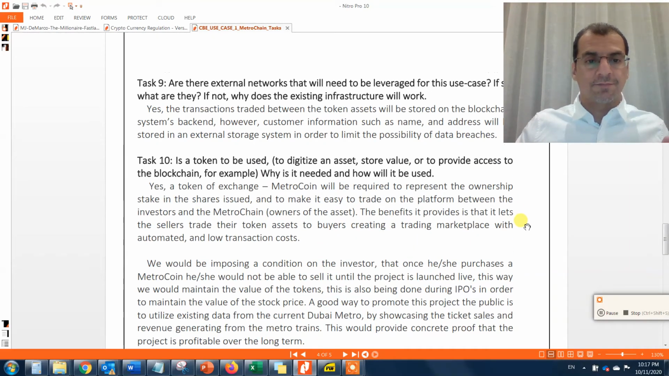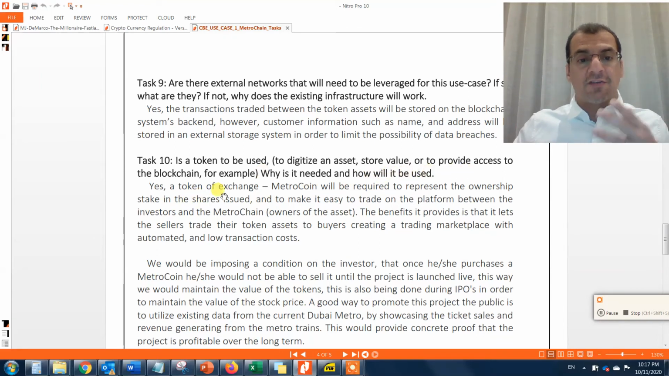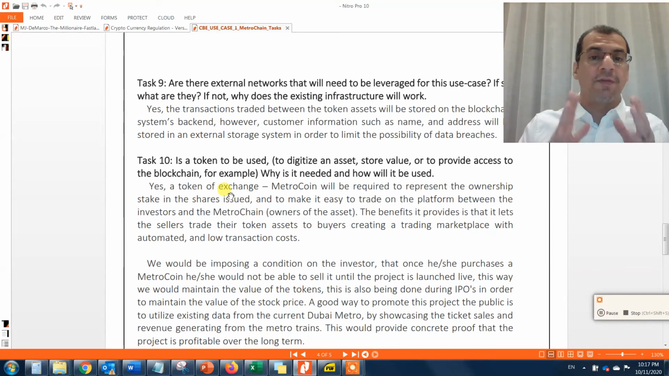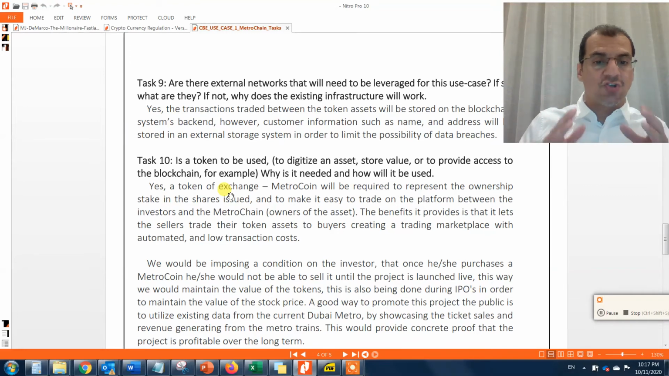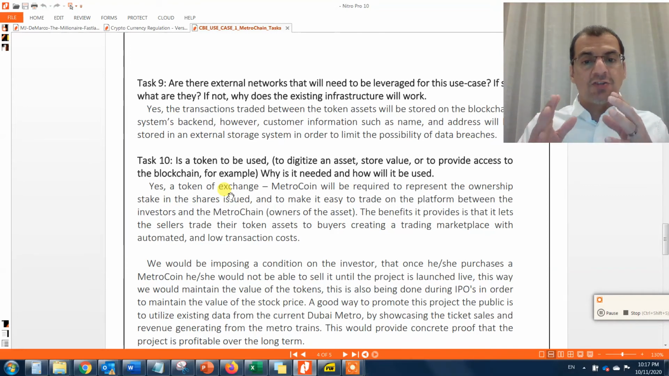That's clear there. Number 10, is a token to be used to digitize an asset, store value, or to provide access to the blockchain? Yes. A token of exchange, the MetroCoin will be the token of exchange, which is the exchange of value. It will be required to represent ownership stake in the shares issued and to make it easy to trade on the platform between investors and MetroChain owners of the asset. The benefit it provides is that it lets the sellers trade their token share assets to the buyers, creating a trading marketplace with automated and low transaction costs.